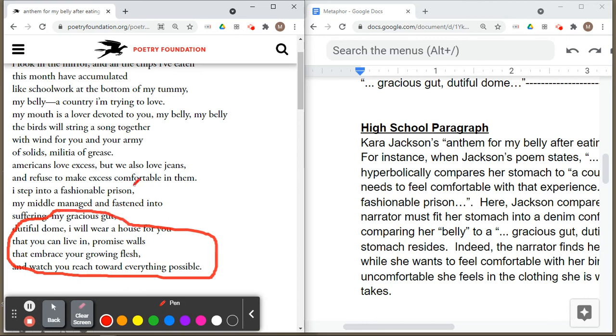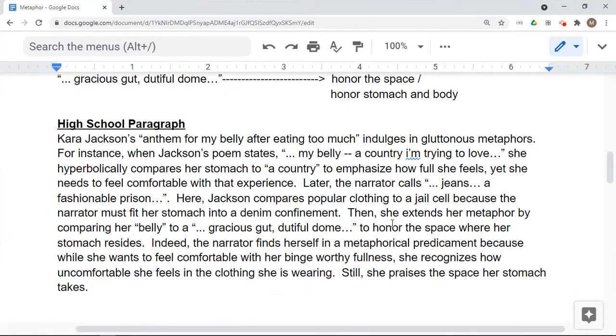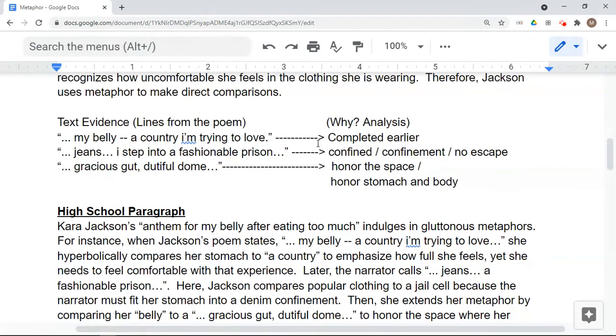My gracious gut, dutiful dome, I will wear a house for you that you can live in. Promise walls that embrace your growing flesh and watch you reach toward everything possible. So it is limitless, the possibilities of her belly. And so that's why I'm sticking with it. Still, she praises the space her stomach takes. I feel really confident about this one, really good about it.